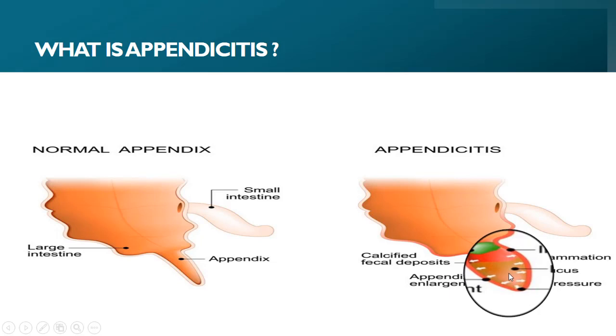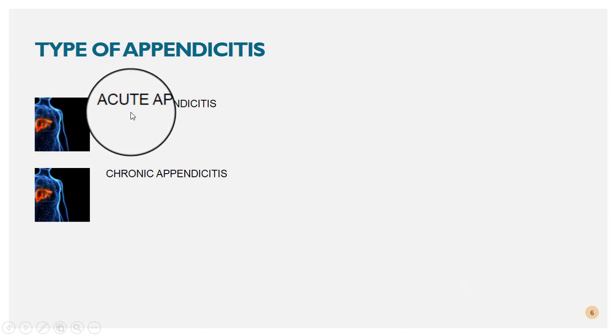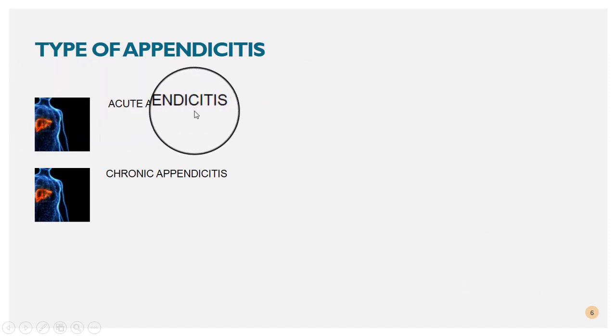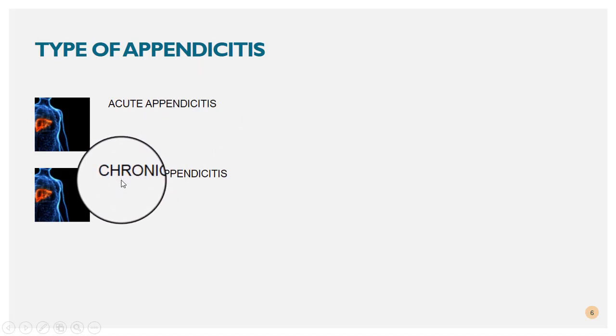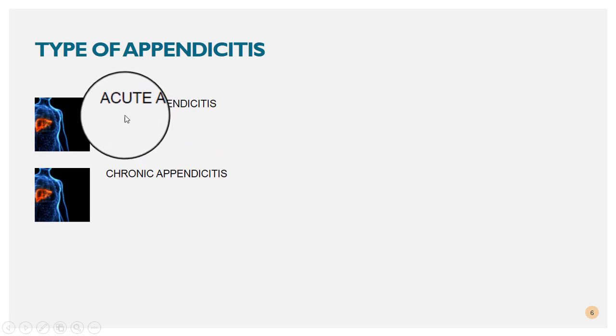Now, what are the various types of appendicitis? Basically there are two types of appendicitis. One is acute appendicitis and the second is chronic appendicitis. Now let's talk about them. The first type of appendicitis is acute appendicitis.